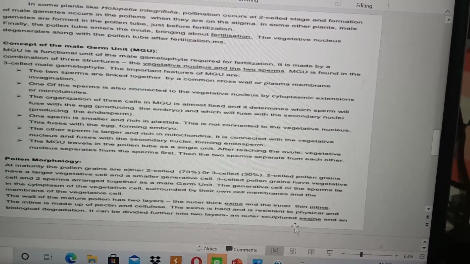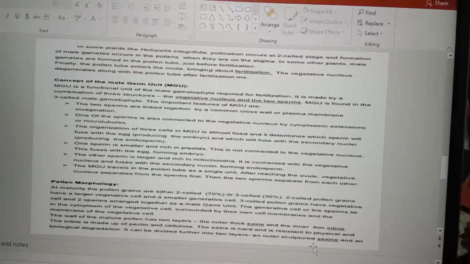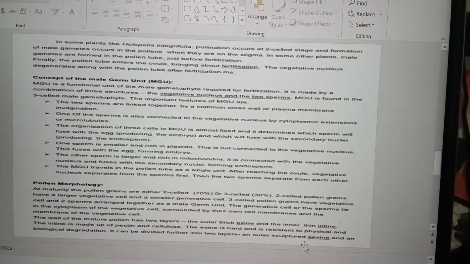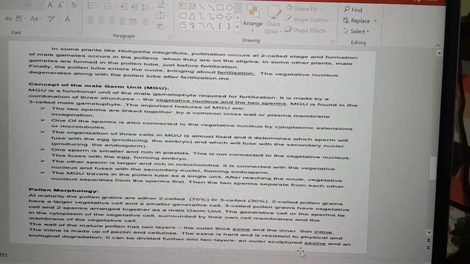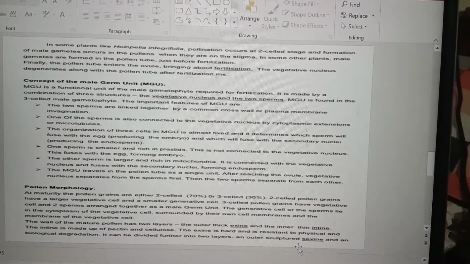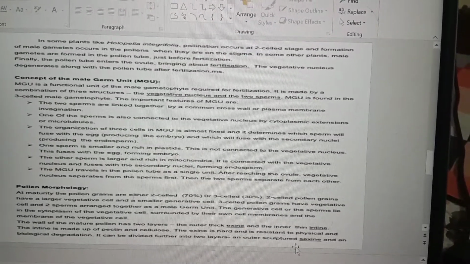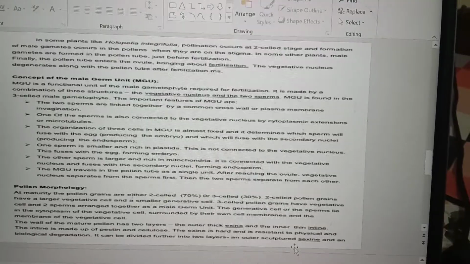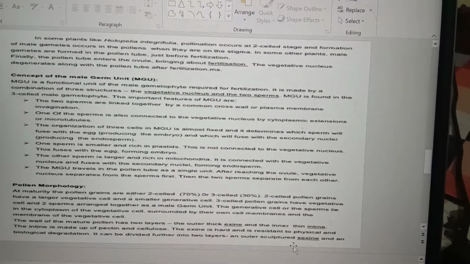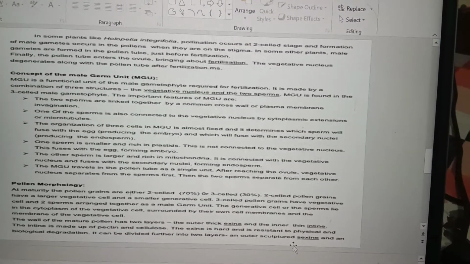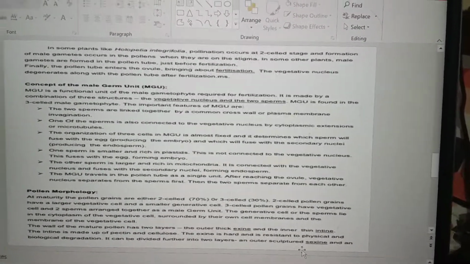Then, what is pollen morphology? We will discuss pollen morphology. When the pollen grains are mature, they are either two-celled or three-celled, in a 60-40 ratio among angiospermic families. They have a larger vegetative cell and a smaller generative cell. At the three-celled stage, they have a vegetative cell plus two male gametes, which are arranged together in a male germ unit. The generative cell or the sperms lie in the cytoplasm of the vegetative cell, surrounded by their own cell membranes and the membrane of the vegetative cell. That is, they have a double type of membrane.